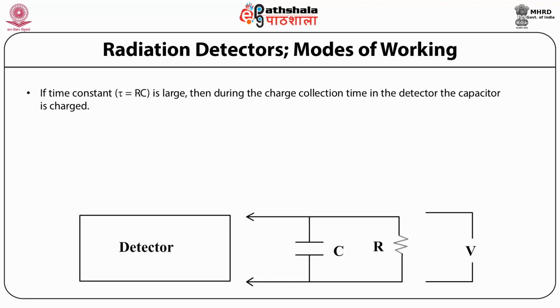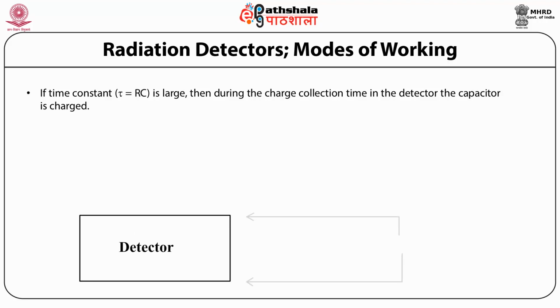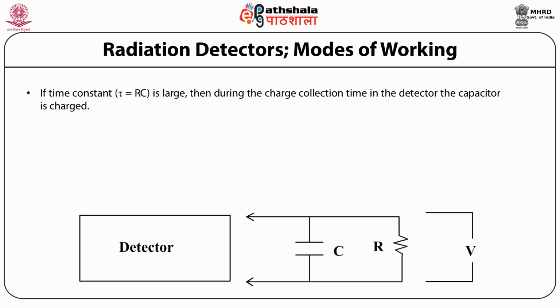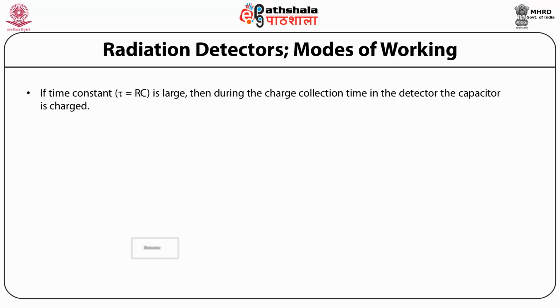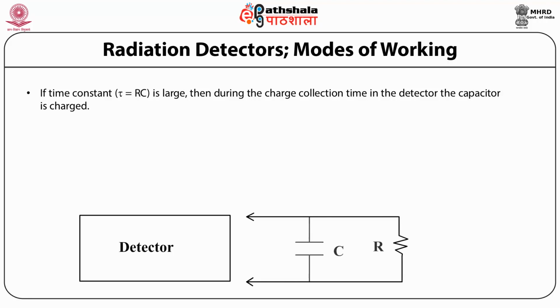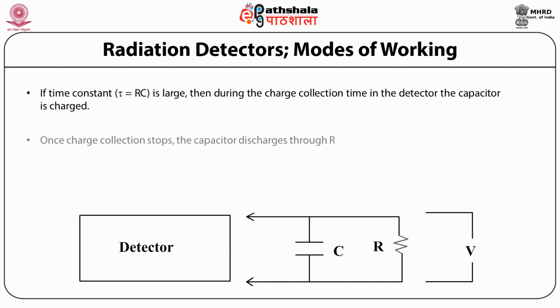capacitor is charged. It means when the radiation interacts, charges are created. That is, if they are charged particles, then electron hole pairs are produced. If they are photons, then electron hole pairs are produced. These electron hole pairs or electron ion pairs need to get collected at the electrode. So during the charge collection time in the detector, the capacitor is charged. Once charge collection stops, the capacitor discharges through R.